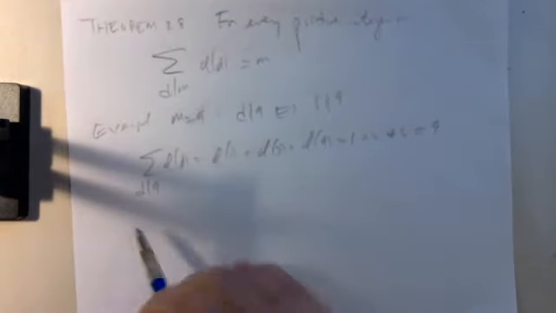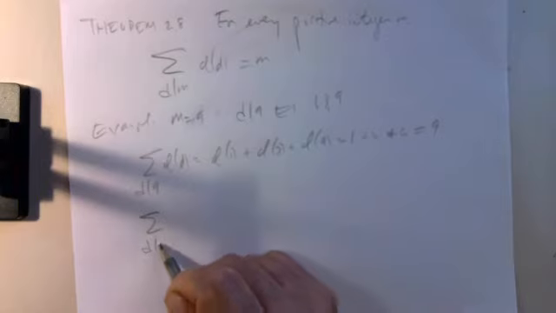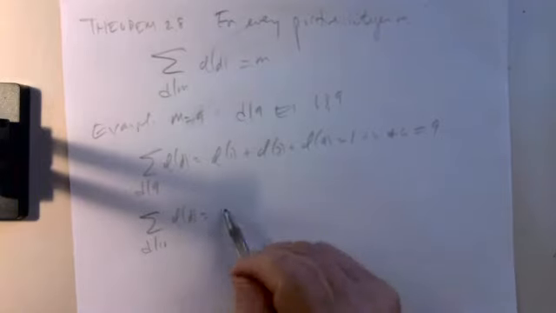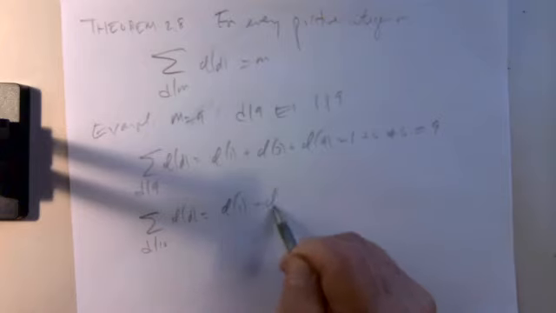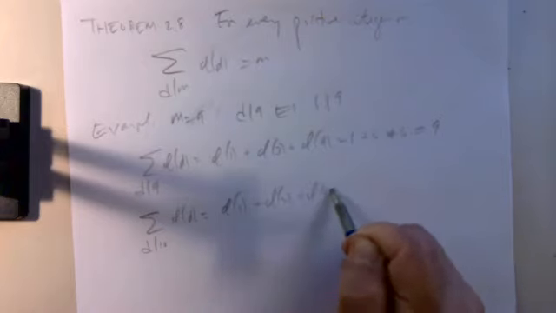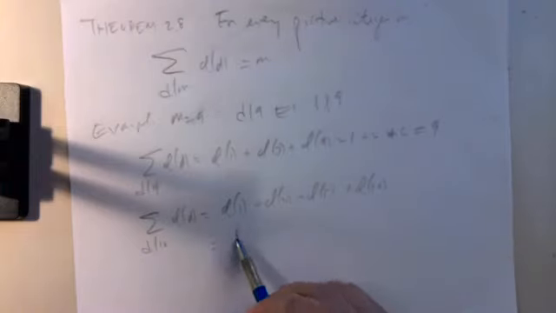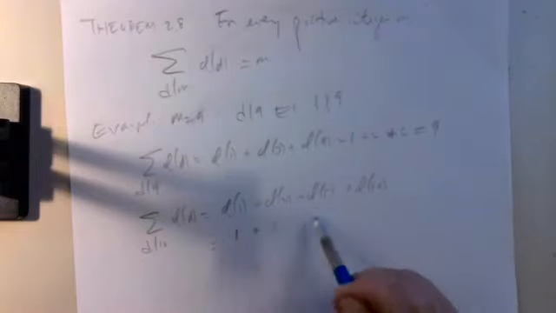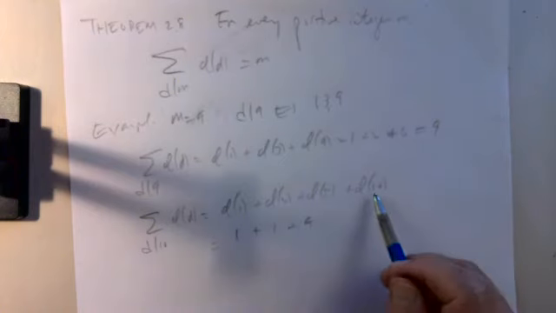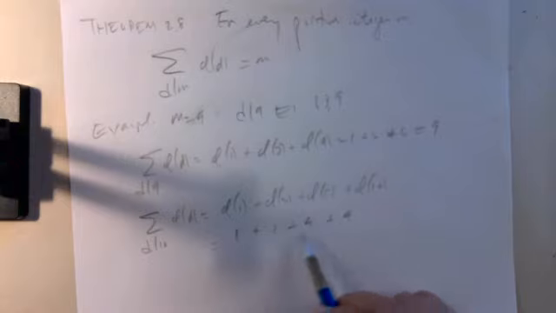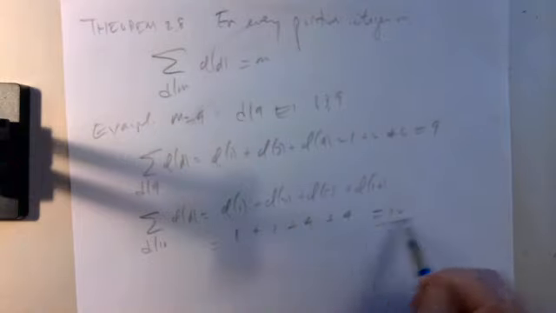Let's take 10. What are the divisors of 10? 1, 2, 5, and 10. So phi of 1 plus phi of 2 plus phi of 5 plus phi of 10. Phi of 1 is 1, phi of 2 is 1, phi of 5 is 4, phi of 10 we calculated is also 4. 1, 1, 4, and 4 add up to 10.